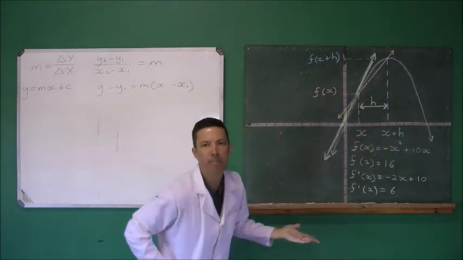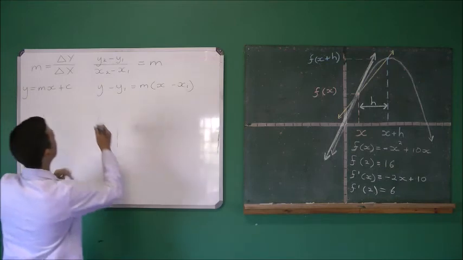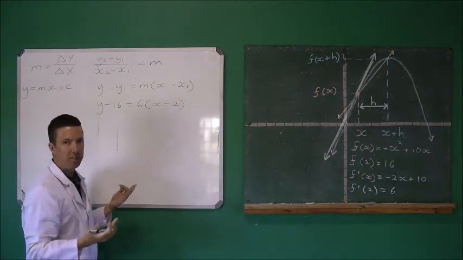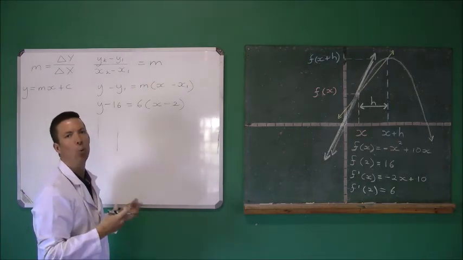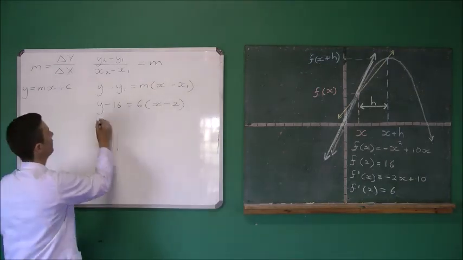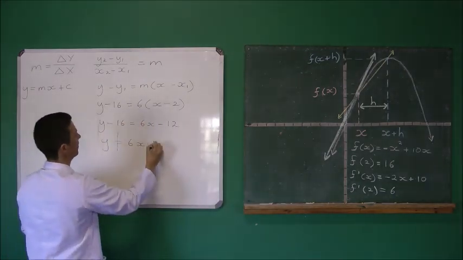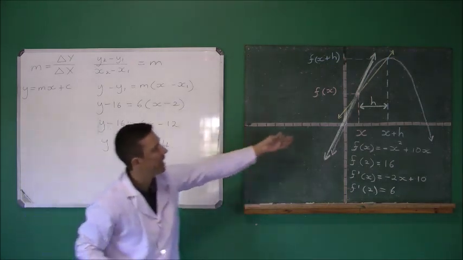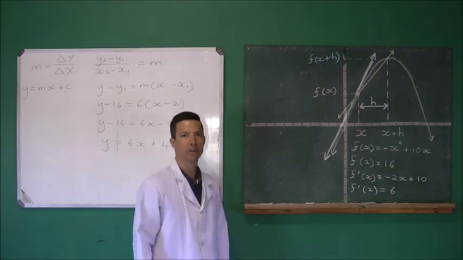And now it's paint by number. We're going to take this business and we say, right, fine. We multiply out and we write it in the format y equals mx plus c. And there you go. That is the tangent at the point x equals 2.